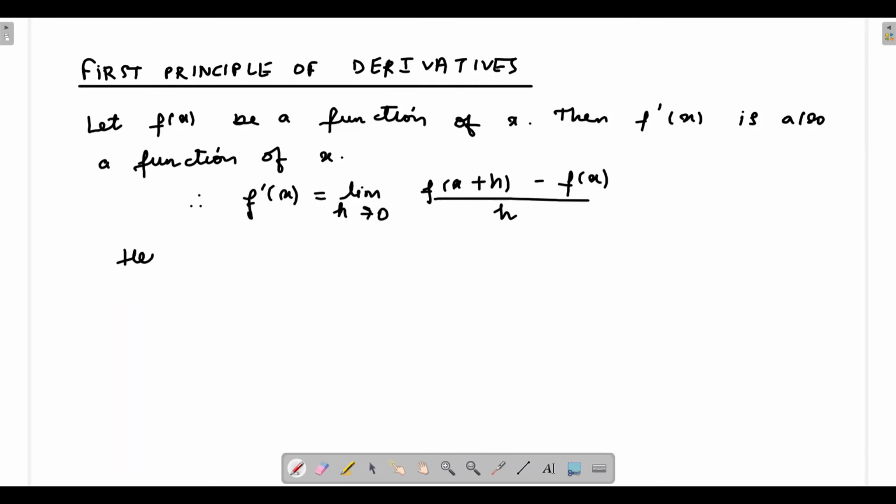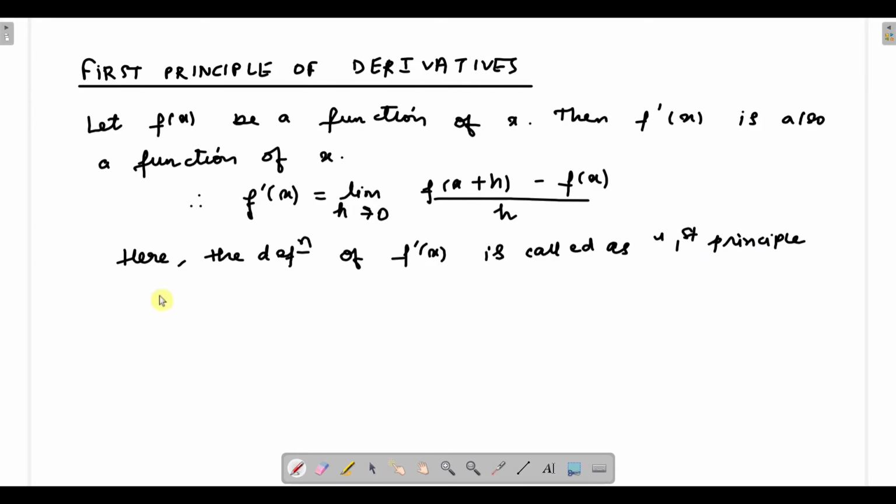So here the definition of f prime of x is called the first principle of derivatives.